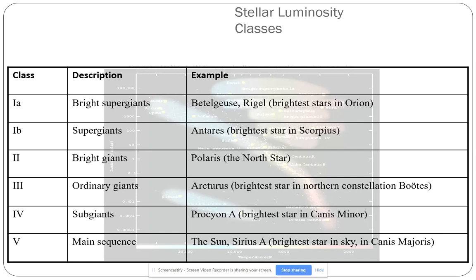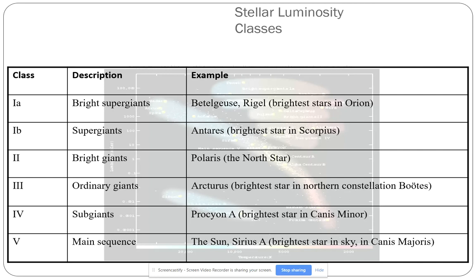Remind me, because you know I'm old, what is the spectral class? What does it tell us about a star? I know you guys know this answer. The temperature. The spectral class tells us the temperature.